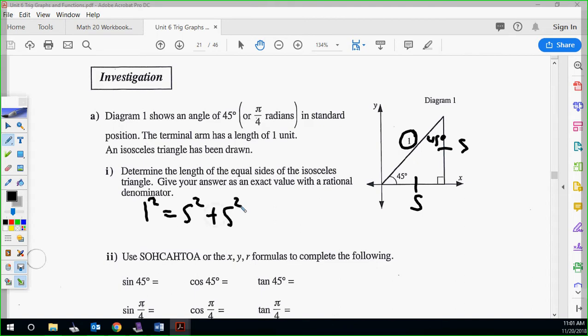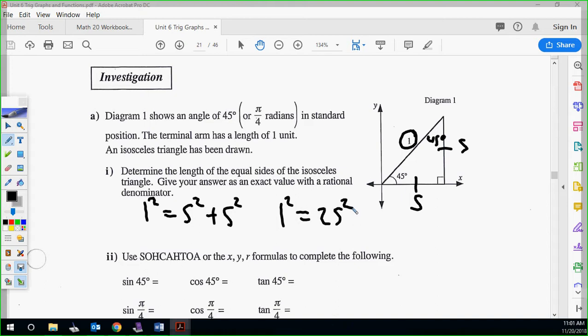This is the idea of special triangles. You're not going to do this every time. This helps develop where the values for the unit circle come from. If you're overwhelmed already, just pause. We're building up some values. So what's S squared plus S squared? Well, that's 2S squared.